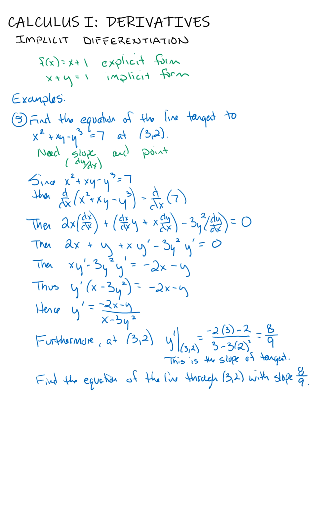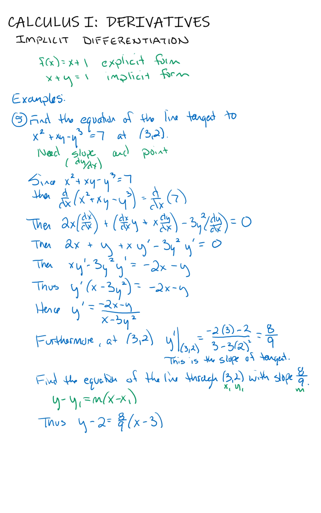Well, how do we find the equation of a line? Well, remember that's y minus y1 is equal to m times x minus x1. That is the point slope equation. We will use 3 for x1, 2 for y1, and 8/9 for m. That gives us y minus 2 is equal to 8/9 times x minus 3.